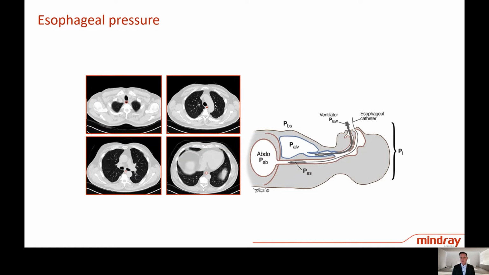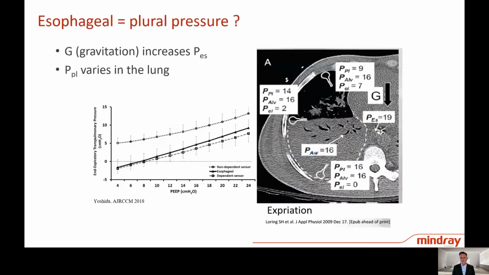How do we measure esophageal pressure? As you see here, the balloon is placed in the lower third part of the esophagus, just right above the diaphragm, at the height of the lung. Is that equal to the pleural pressure? No, it's not. The pleural pressure varies a lot in the lung.